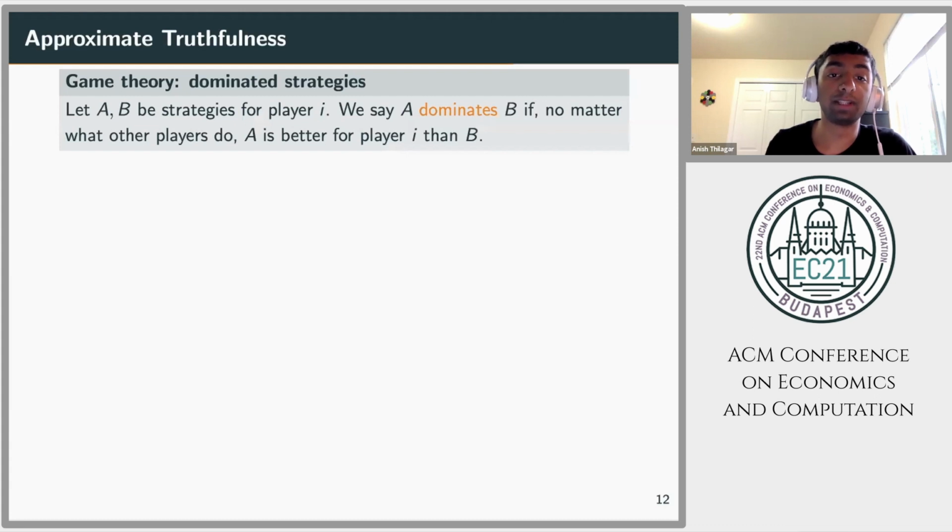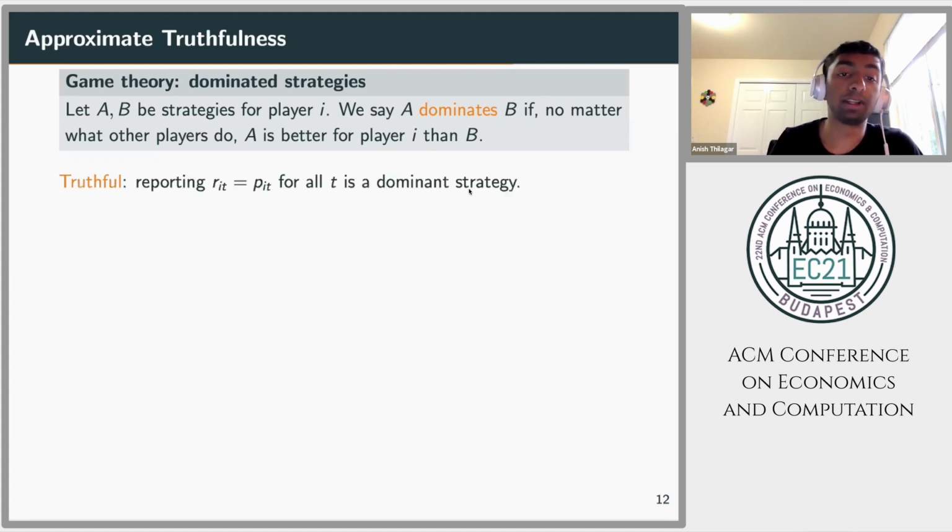What that means is if A and B are two strategies, then A dominates B if it's always better to choose A over B, no matter what any other player is doing. So there's always an incentive to choose A. Recall that for ELF, a truthful mechanism, reporting exactly your belief was the dominant strategy. So misreporting at all will be dominated by reporting the truth.